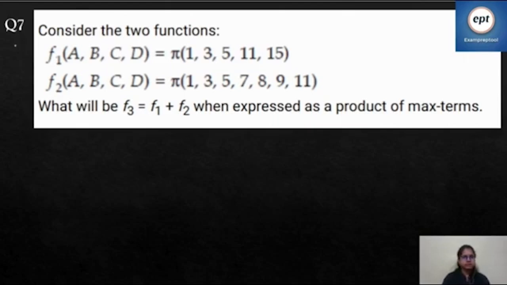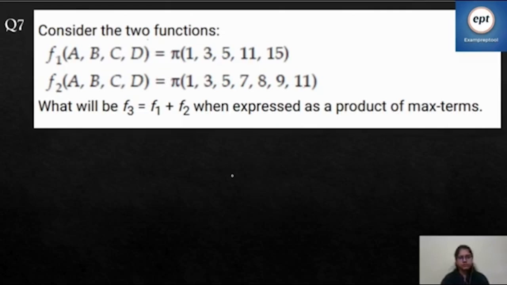So here if we read the question, consider the two functions. The two functions are given: f1(a, b, c, d) and f2(a, b, c, d). For f1, the max terms given are 1, 3, 5, 11 and 15, and for f2 the max terms given are 1, 3, 5, 7, 8, 9, 11. So this is what they have given.